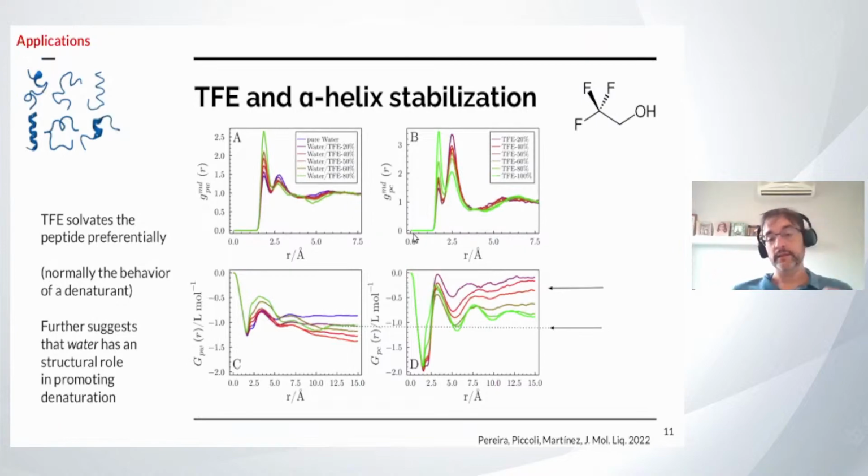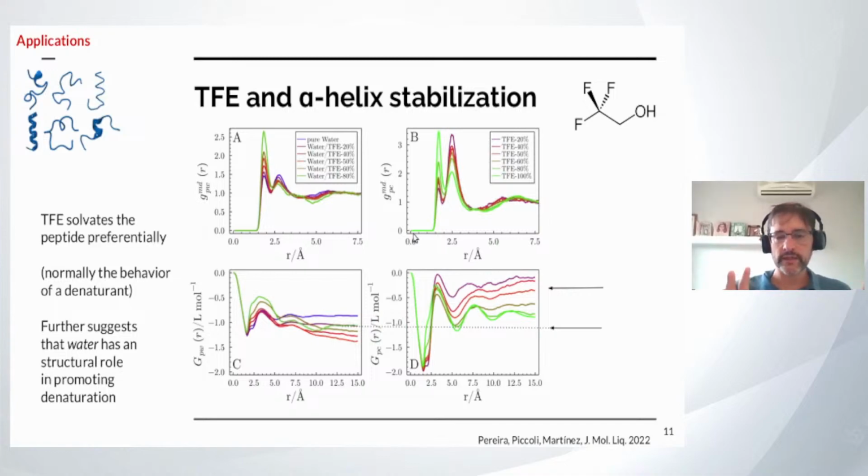TFE, to start with, is a strange stabilizer because it does not follow the general rule, not even macroscopically. It is known that TFE is preferentially bound to the surface of the helices. So it is clear from the start that the mechanism TFE uses to promote helix stabilization is not the same type of mechanism that is proposed for this general picture of exclusion or accumulation. There is already one difference.